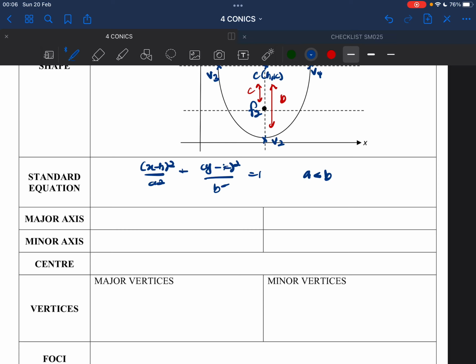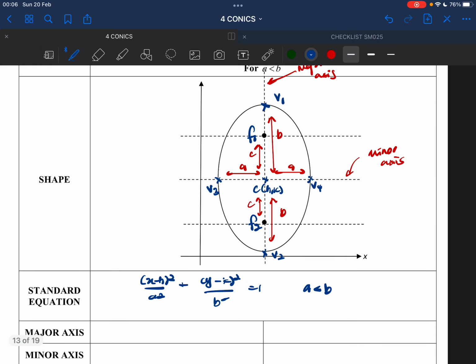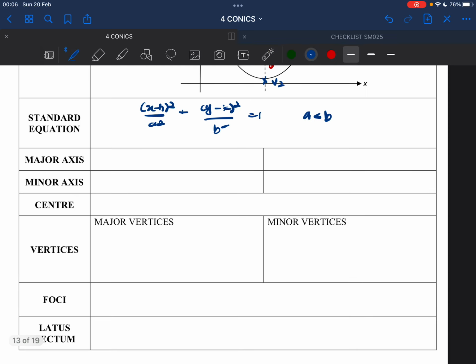Okay, so now let's see the major axis. As you can see from here, the major axis is the y axis, which is at x equals h. Okay, so the minor axis is the x axis, which is at y equals k.